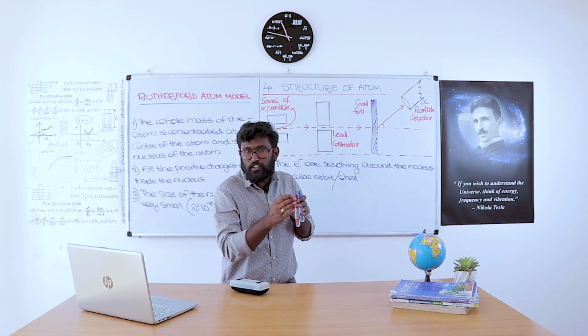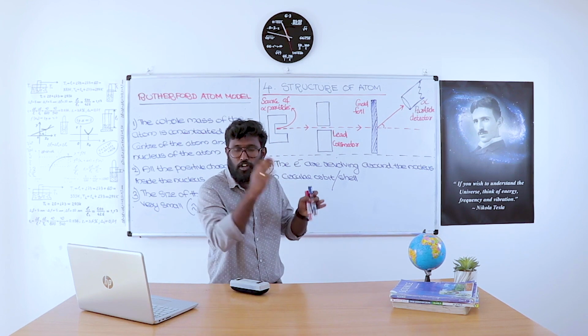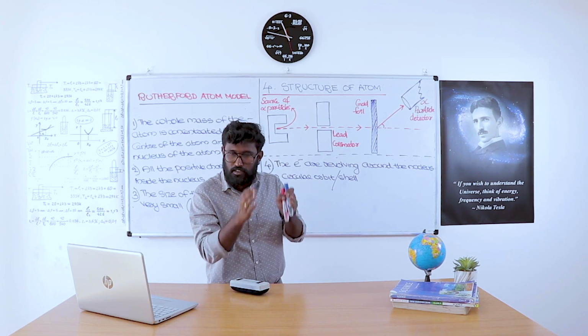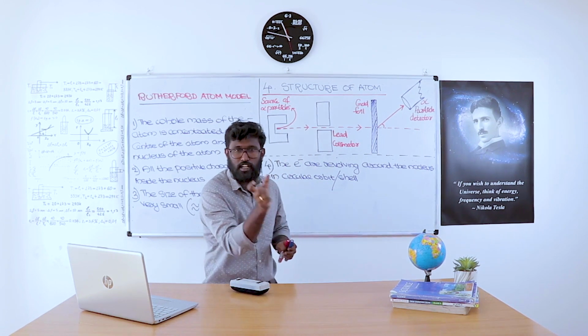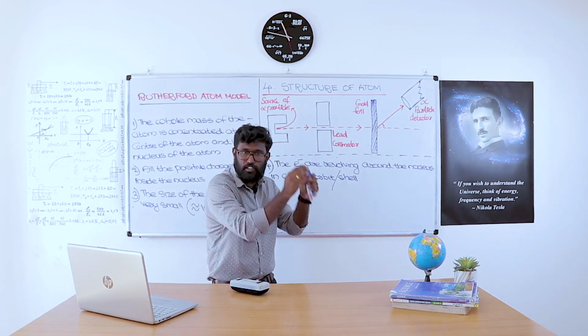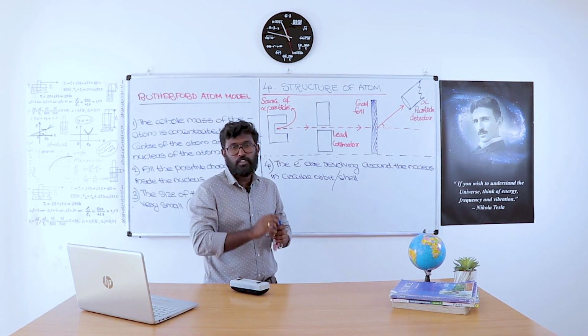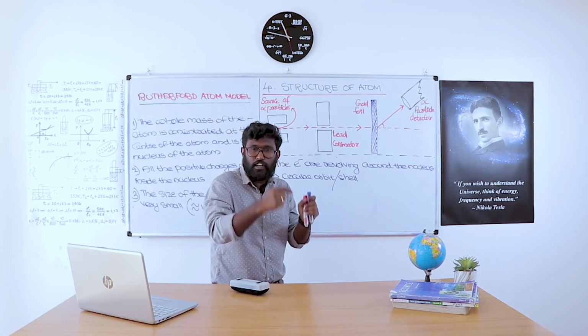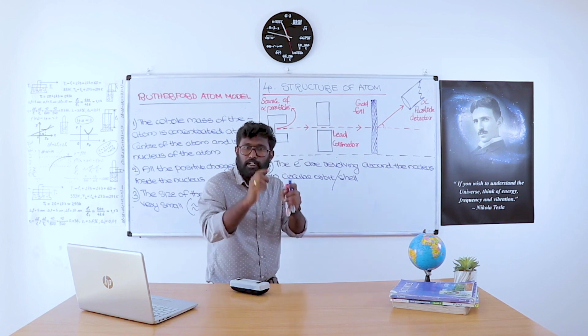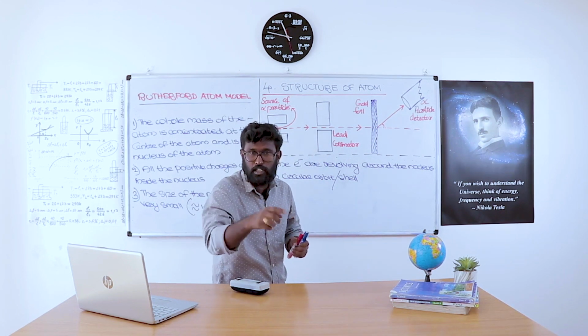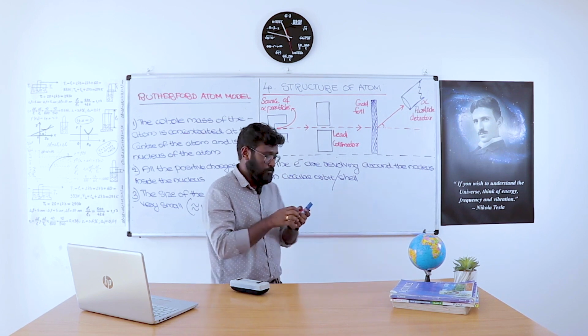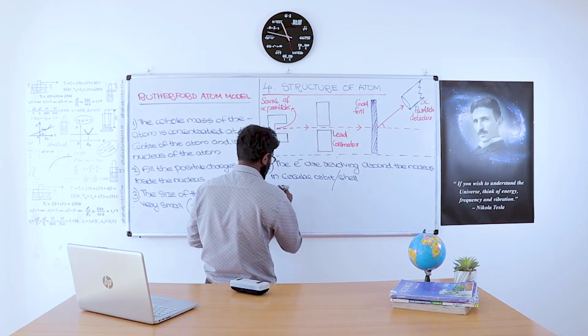So there is an electrostatic force of attraction between electron and proton. Why? Because electron is of negative charge and proton is of positive charge. That electrostatic force of attraction provides centripetal force for the electron to revolve around the nucleus in circular orbit. So this is the fifth point.